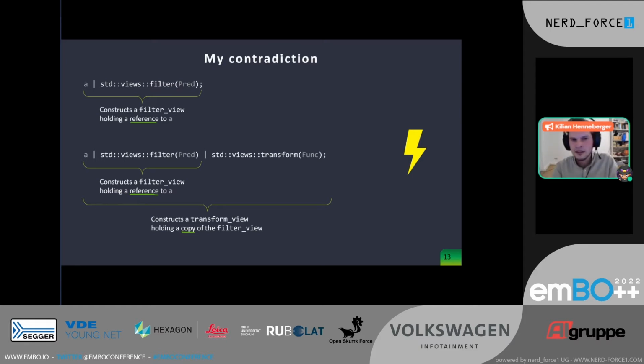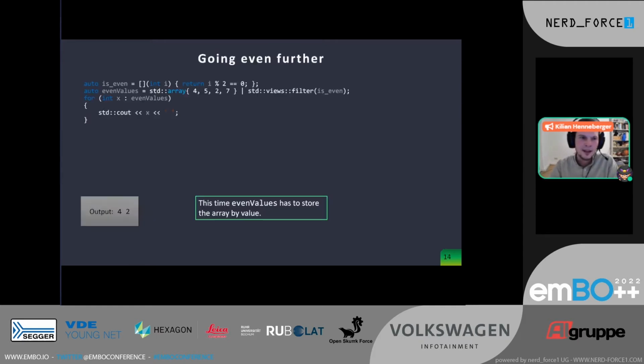But how does this distinction work? I mean, is this specific to range adapters? It turns out that it's not exclusively specific to range adapters. I can even go further and have an rvalue array and pipe that one into std views filter. And yes, this time even values has to store the array by value, right? Because it's not a reference, not an lvalue I can bind a reference to.